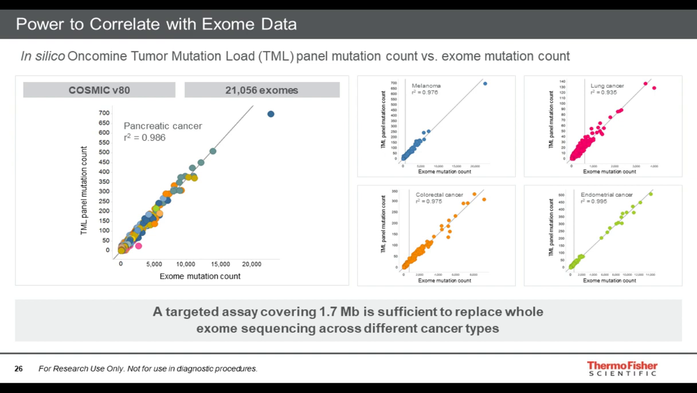The plot on the left is summarizing all 21,000 exomes, and then the series of plots on the right shows the same data but restricted to subsets of different cancers. And so you can see here, very good correlation between the focused panel and the whole exome sequencing in a range of different cancers.